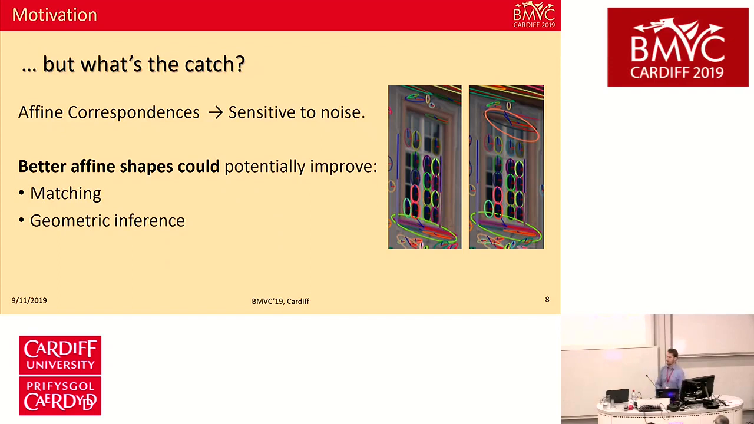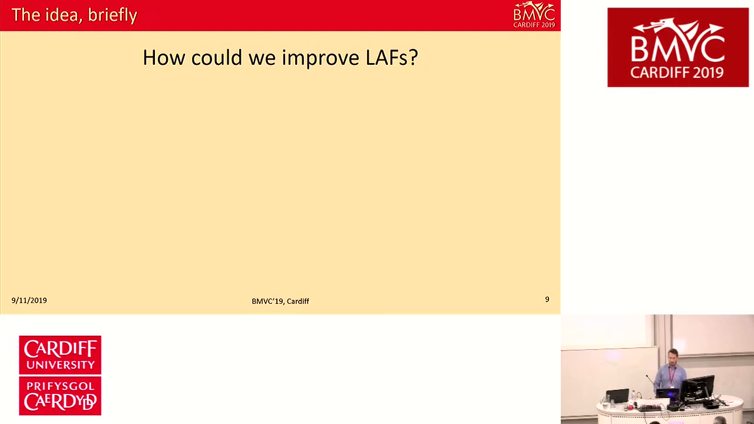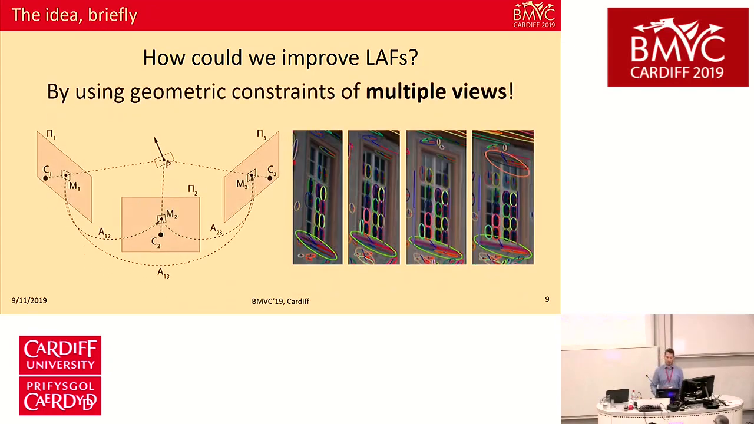On the right-hand side, you can see two view tracks of local affine frames represented by ellipsoids. So how could we improve local affine frames? Our basic idea is that we somehow try to impose the multiple view constraints in a multiple view environment.